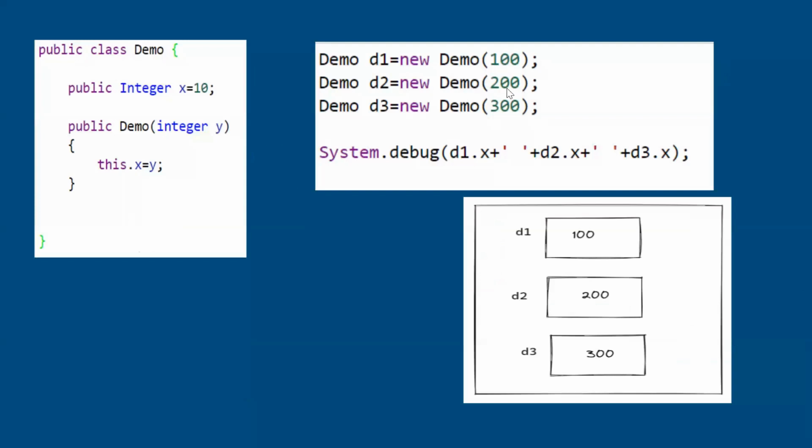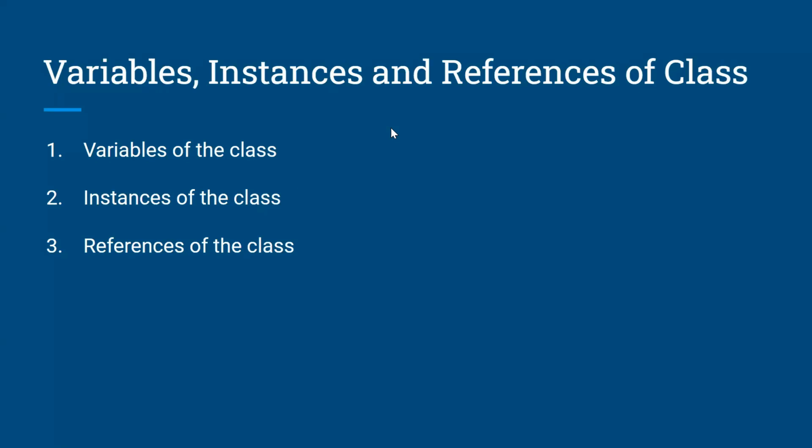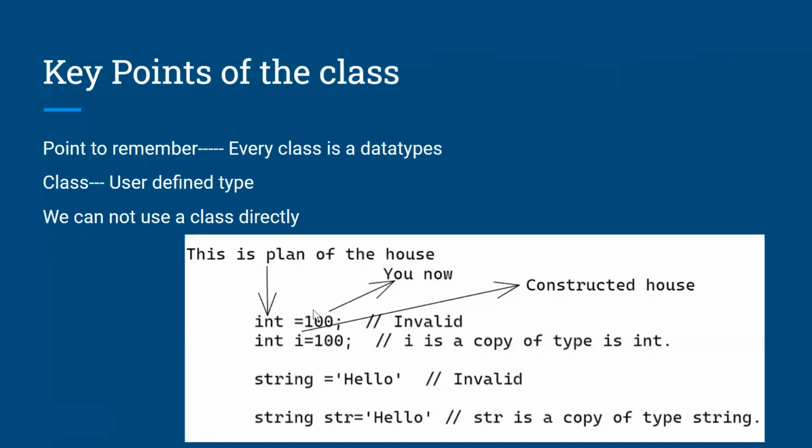Now you can pass different values again and again, and you can see that d1, d2, and d3 have different values. We already provided them here, as you can see in this example. Now you can see the variable, instance, and reference of the class. So we have a variable of the class, an instance of the class, and a reference of the class. Just focus on that.